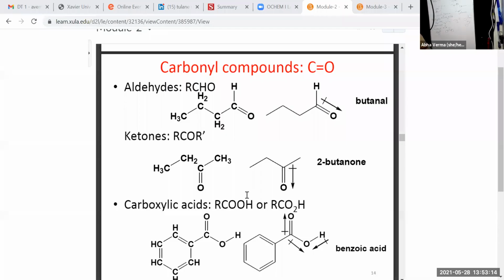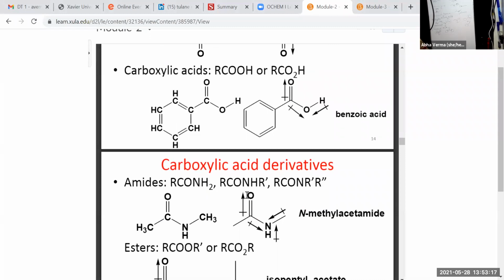Now remember, all of these functional groups, you will have to memorize them.